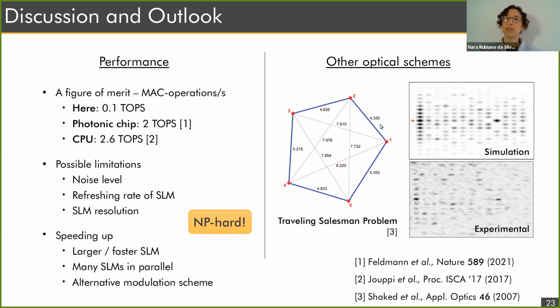By the way, this work that I cite is one of our inspirations to do this reformulation of the problem. They actually tackle a different hard problem. It's not DGP, it's the traveling salesman problem. It's also NP hard, and they do a reformulation of the problem using matrices and use an optical scheme, completely different to ours, using SLMs.